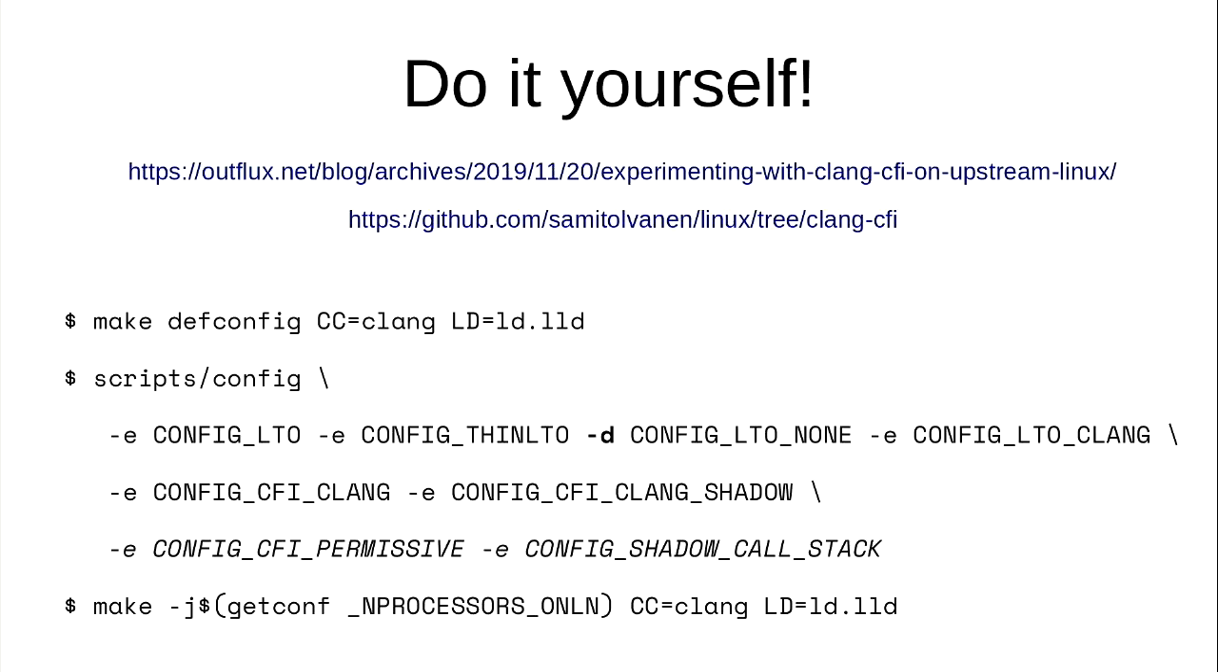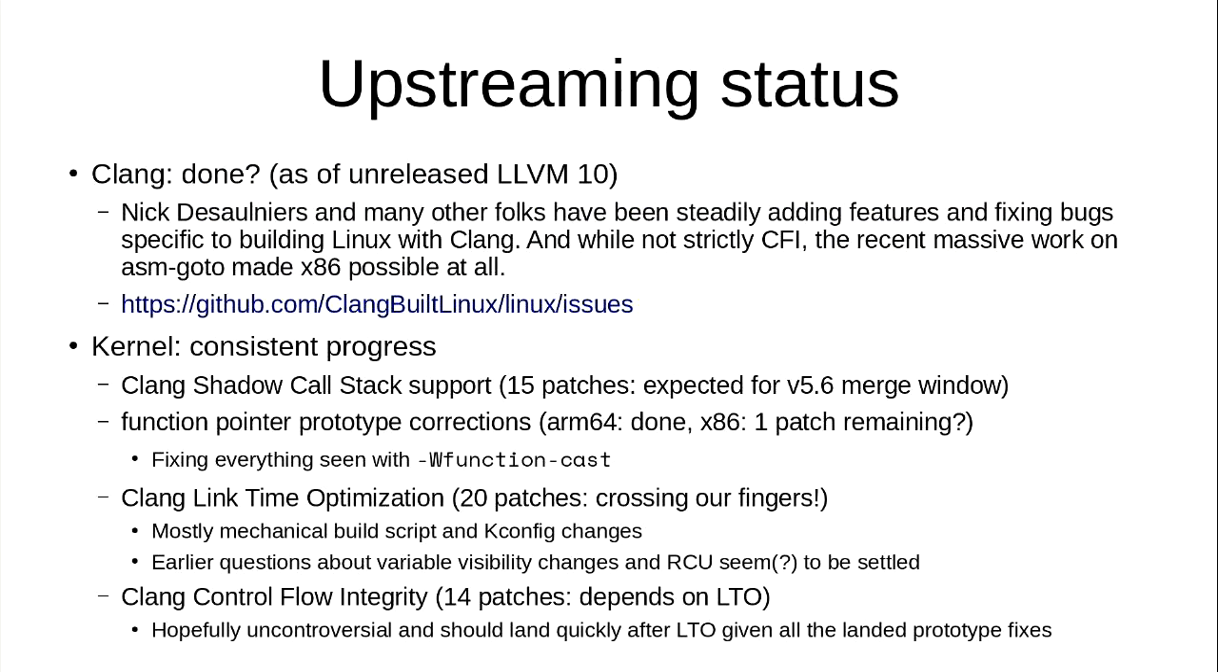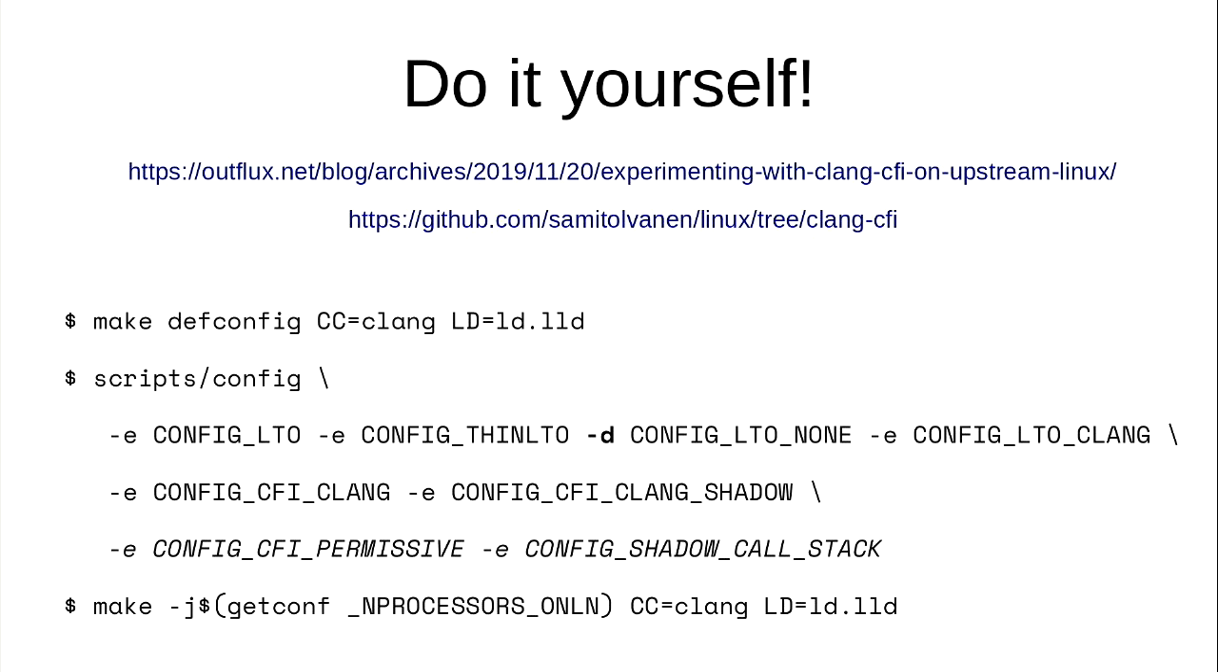So that comes down to how do you do this yourself? All the outstanding patches are in Sami's GitHub tree. Like I said, it's not huge. It's like 50 patches. They're relatively straightforward. And the thing to keep in mind is that the kernel build system now very much wants to know what compiler you're using.